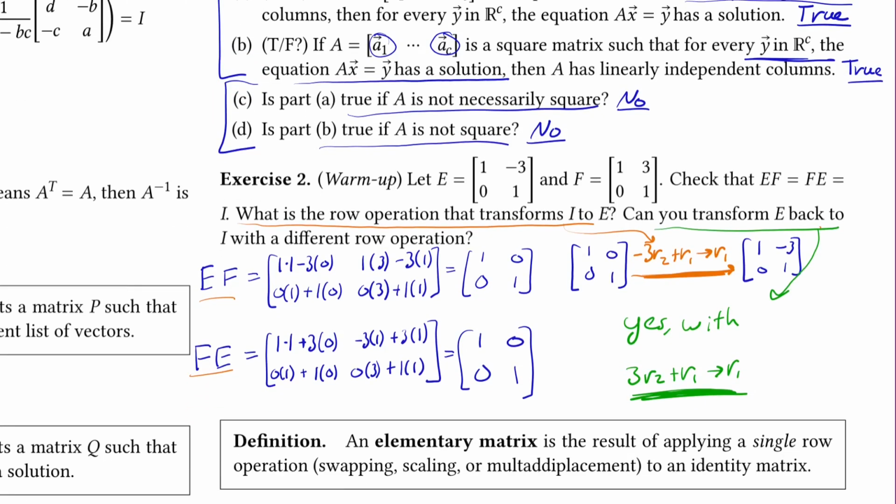When you multiply E and F using the row column rule, you get the identity, and doing it the other way around also gives you the identity. And we can also see that the row operation that transforms I into E is the inverse of the operation that transforms E back to I. So every row operation has another row operation that can undo it.